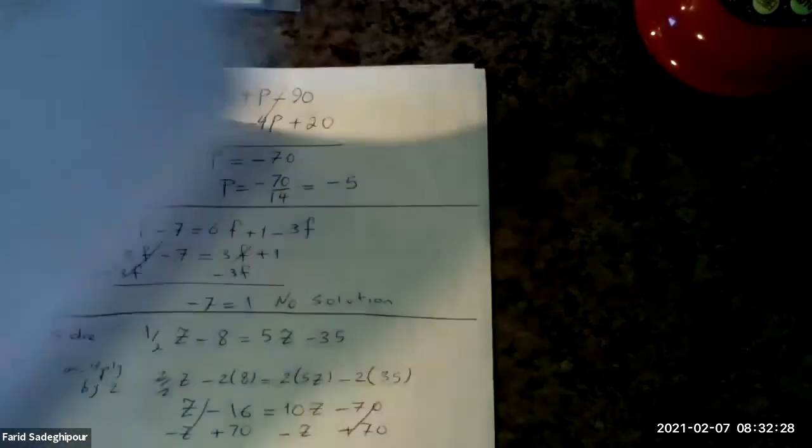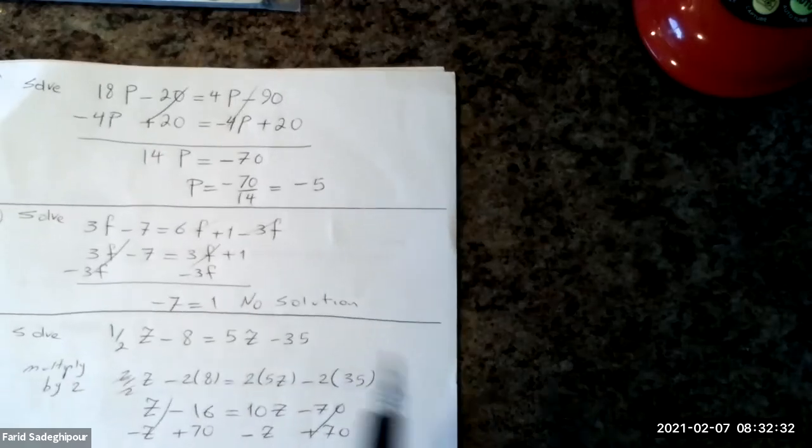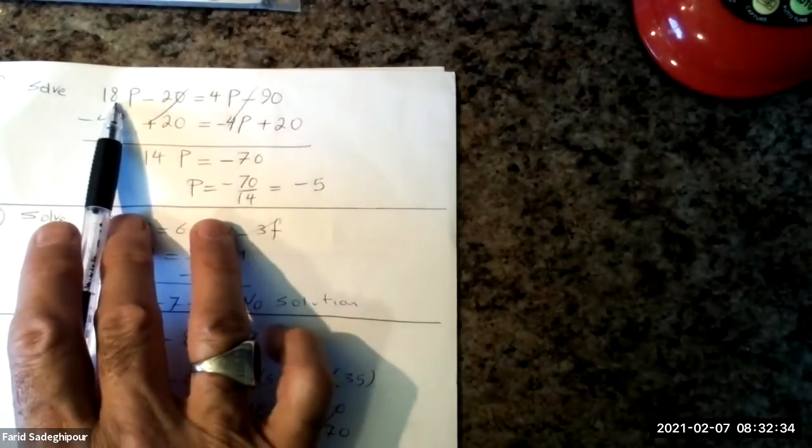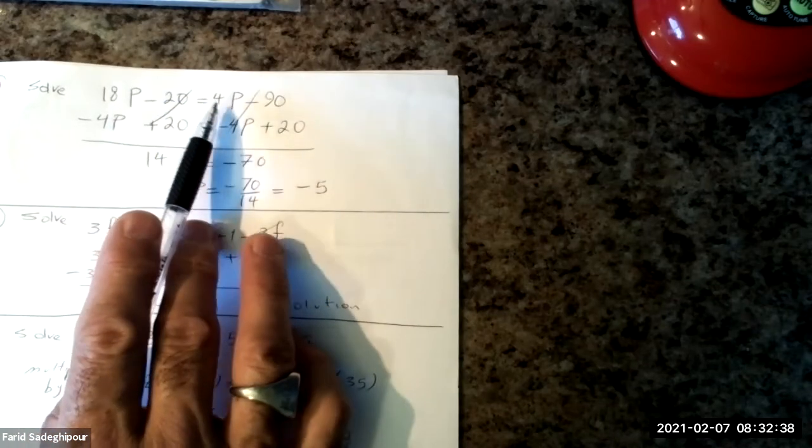You go to 24, 25. Again, these are the equations that you have to solve. It's very similar. I have 18p and 4p, right? 18 is larger than 4, so I bring 4p to that side by subtracting.